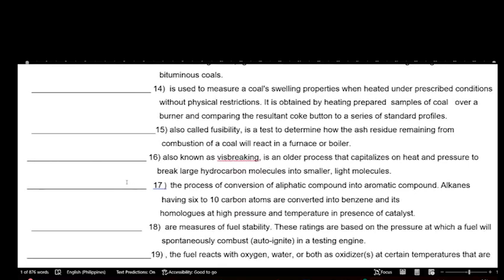Next question, number 14. It is used to measure a coal's swelling properties when heated under prescribed conditions without physical restrictions. It is obtained by heating prepared samples of coal over a burner and comparing the resultant coke bottom to a series of standard profiles. Ngayon, FSI, no? Free swelling index. No?